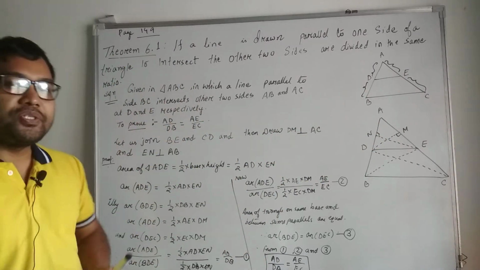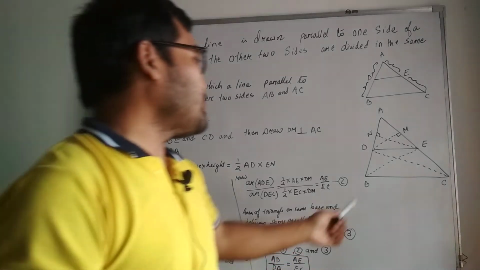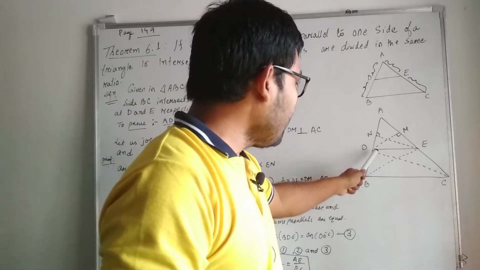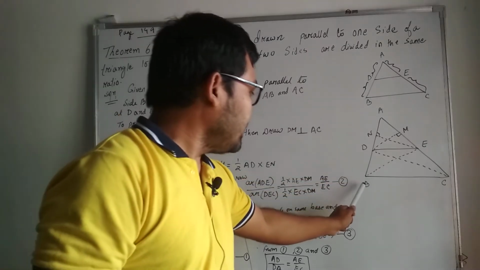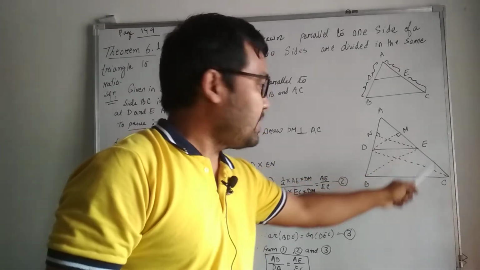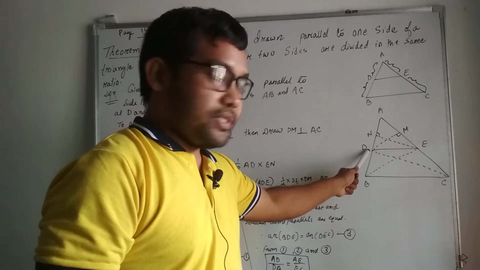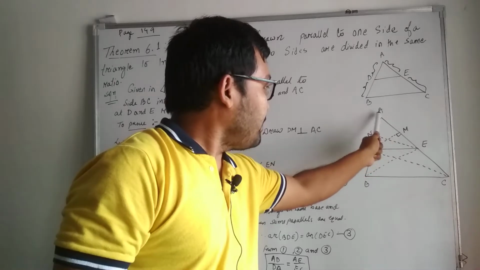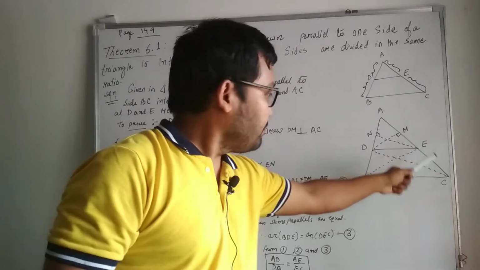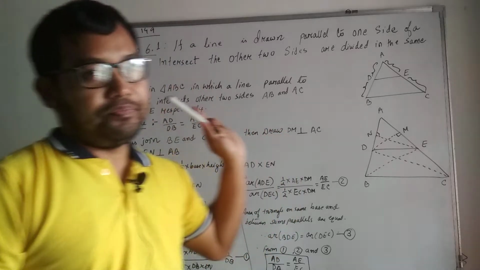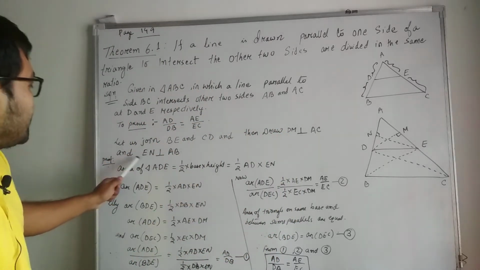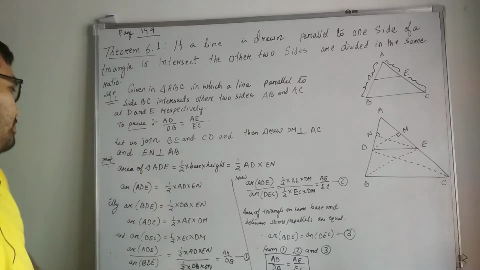A few small constructions we are doing. The first construction here is: DC is connected, then BE is connected. Perpendicular lines BM perpendicular to AE is drawn, and DN perpendicular to AE is drawn. So these are the few constructions that we have done.